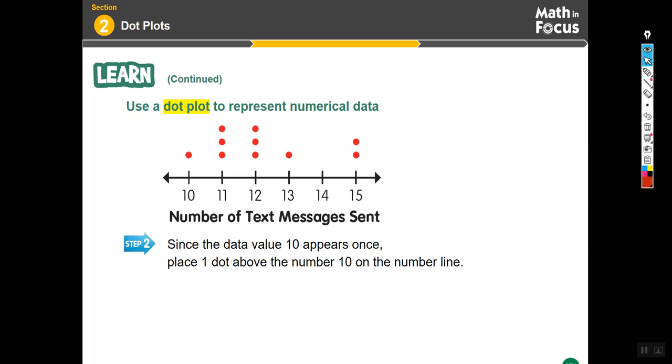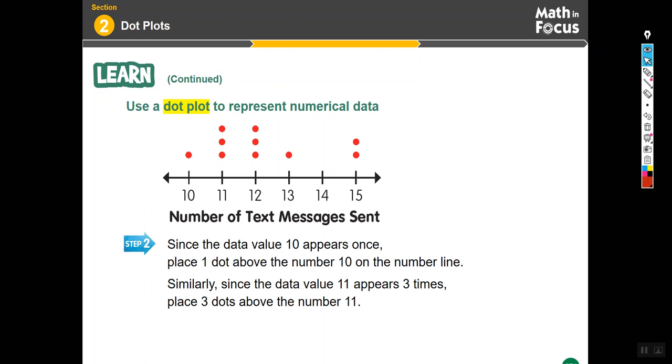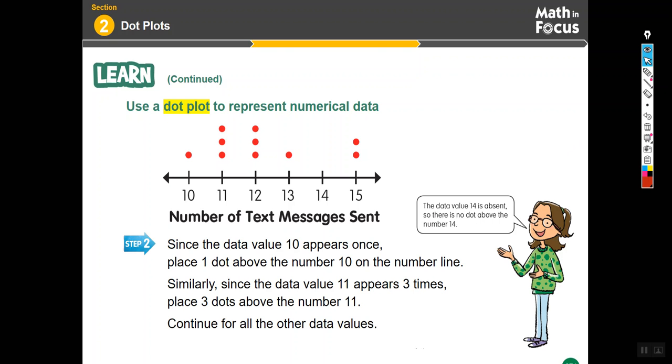Since the data value 10 appears once, 1 dot, 11 3 times, and so forth, okay? Since the data value 14 is absent, there is no dot above that number.